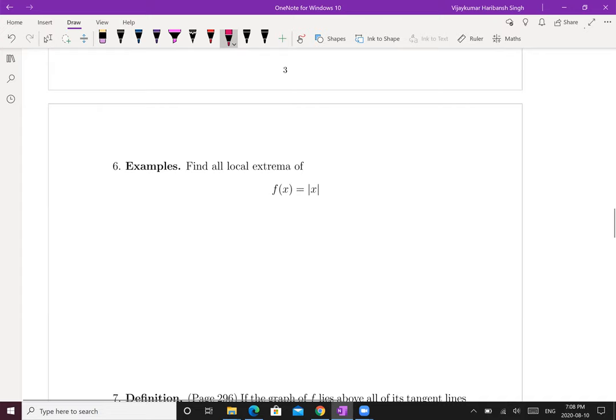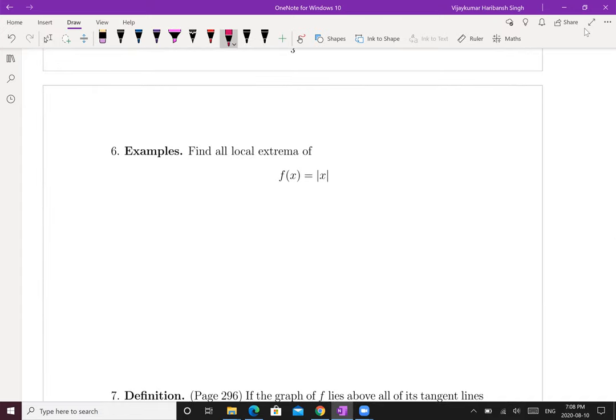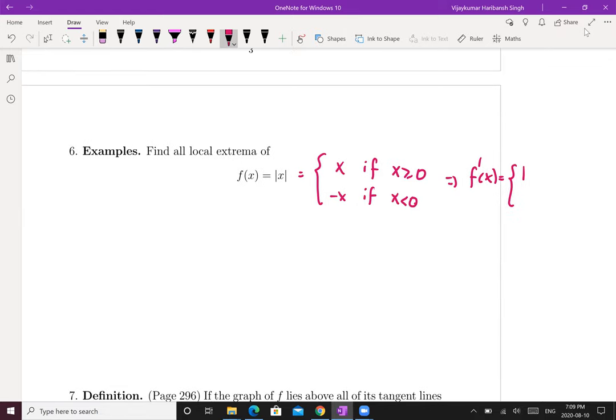Now let's look at the next example. Again, f of x is the absolute value of x, which is x if x is greater than or equal to 0, and minus x if x is less than 0. And this gives us f prime x is 1 if x is greater than 0, minus 1 if x is less than 0. Now what about at 0? It is not defined at 0, because of a corner.